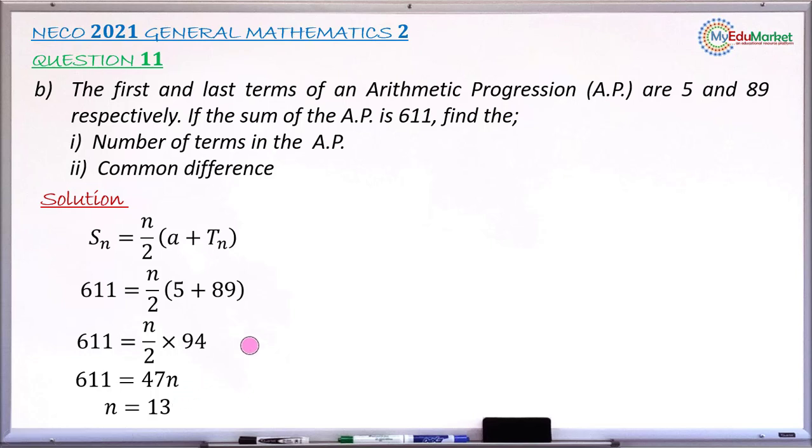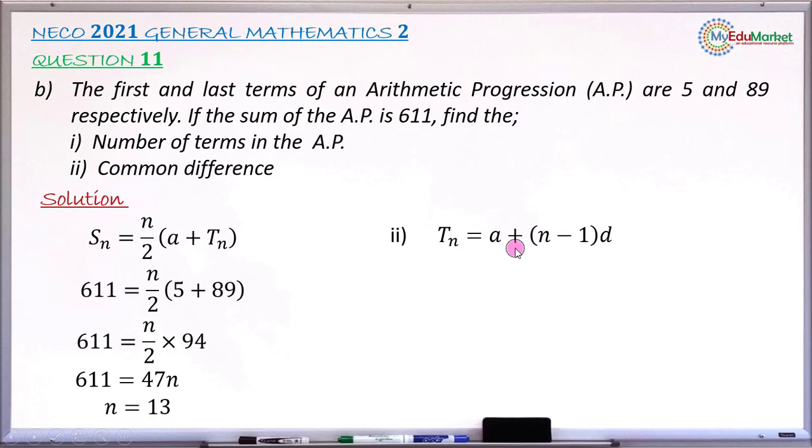Moving to part two, which asks us to find the common difference. The common difference D is the constant number we keep adding to get the next term in our AP. We use 89, the last term, which is term number 13. Using the formula for finding the term at any position in an AP, Tn equals A plus (n minus 1) multiplied by D, where A is the first term, n is the number of terms, and D is the common difference.